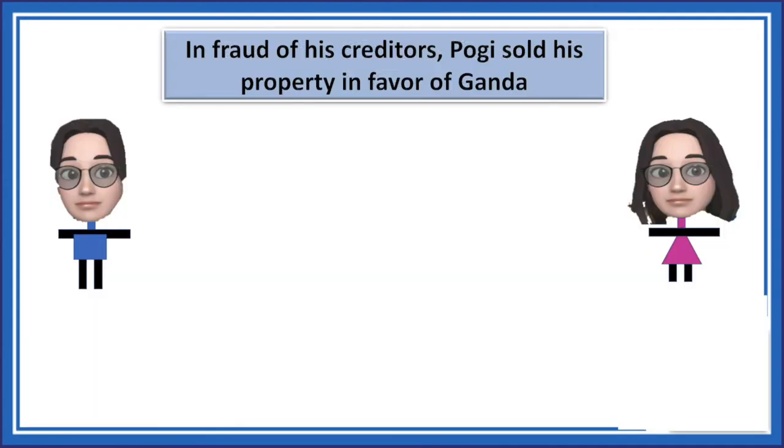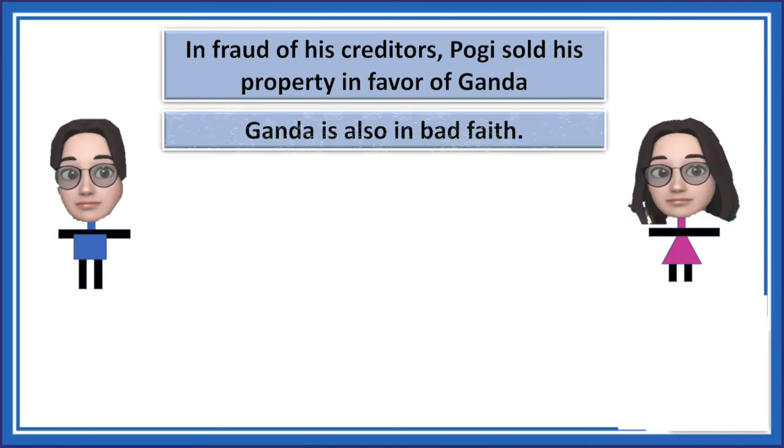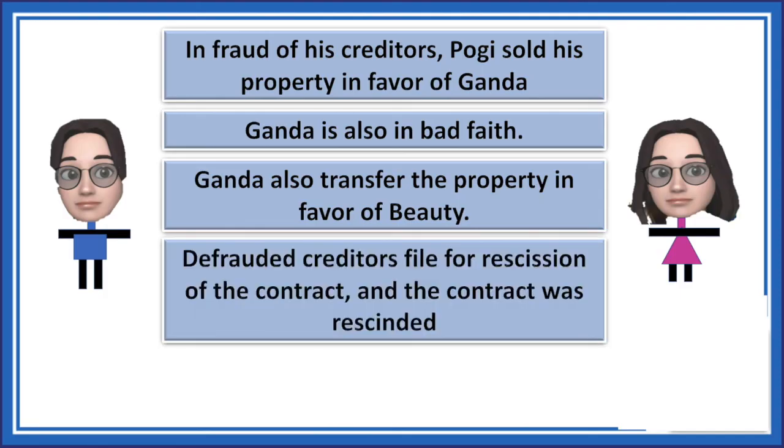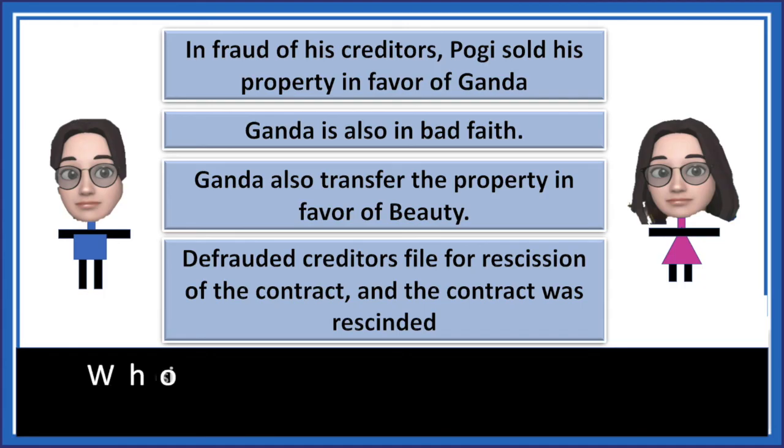Pogi, in fraud of his creditors, binenta niya nga yung kanyang property to Ganda, who is also in bad faith. Now, etong si Ganda, after nung nabili niya yung property or natanggap niya yung property ni Pogi, tinransfer niya rin in favor of Beauty. Now, if later yung mga defrauded creditors filed a case for rescission and the contract was rescinded, okay, na-rescind yung contract, pero yung property ay na-damage, say, nasunog, wala na, hindi na pwedeng ma-return. So, ang tanong, who is liable to pay for damages?